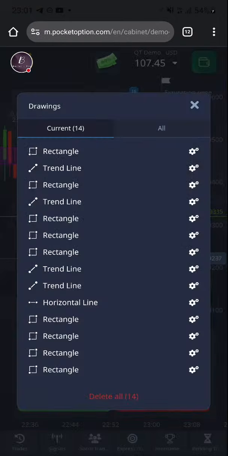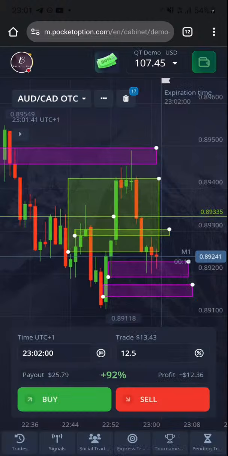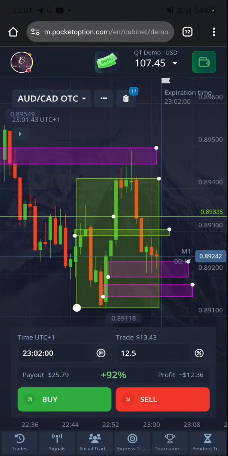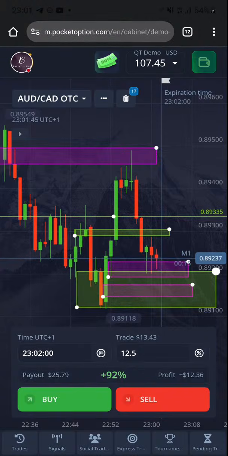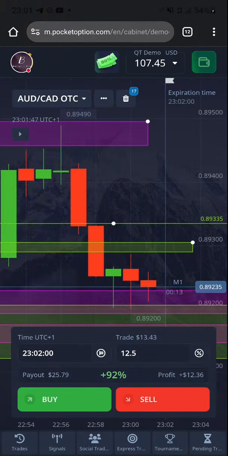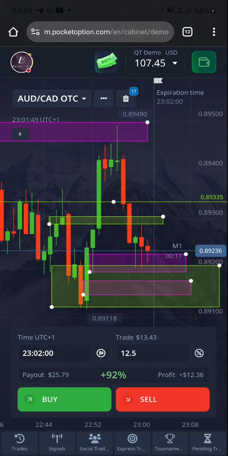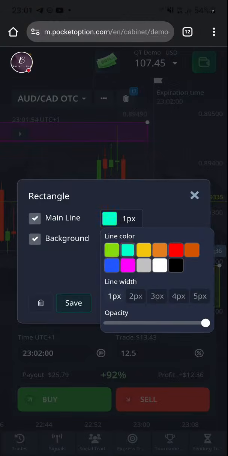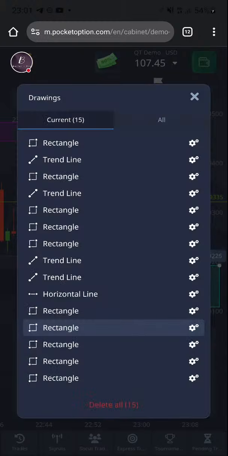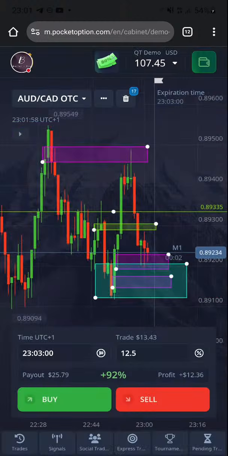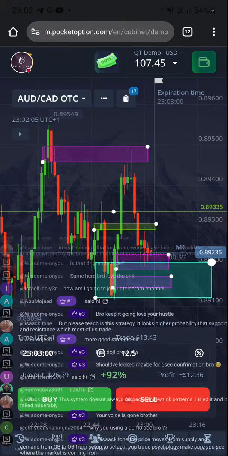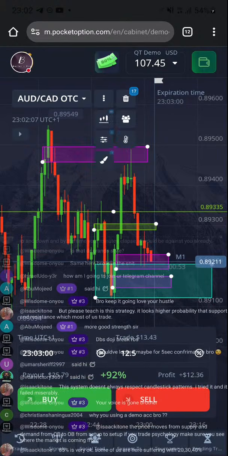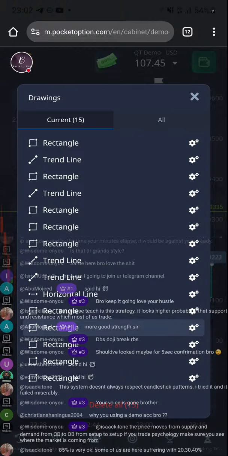Also, look at this. This is a demand area. You understand? Look at, they are rejecting from that buyers area. All this area now, there are buyers there, and they are rejecting from that buyers area. Now, to all those people asking why I'm using demo, let me give you the gist. See, we're on live. Number one, I'm here to actually teach, and I'm using demo account to demonstrate.